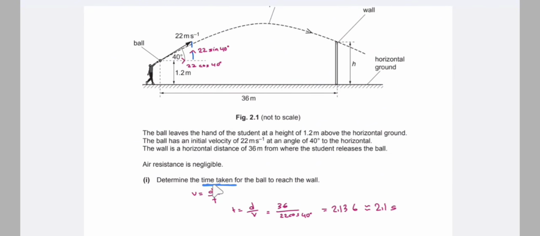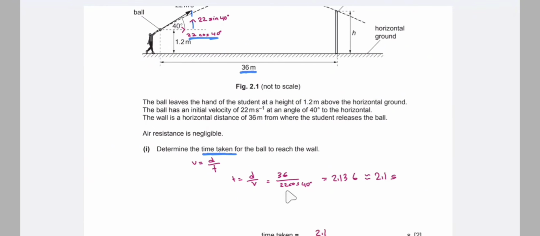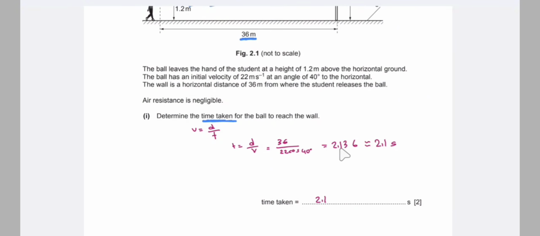Here we have been given the value of horizontal distance, which is 36 meter. So we can use the horizontal distance and the horizontal velocity to solve this. The horizontal distance is 36 meter and the horizontal component of the velocity is 22 cos 40. By substituting the values, we find the time is 2.136, that is approximately 2.1 to two significant figures.